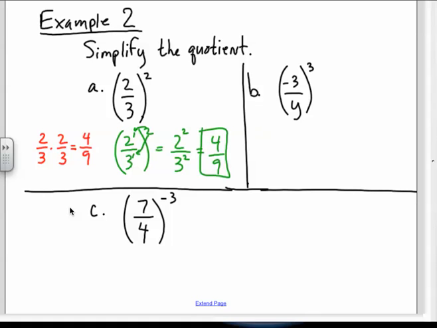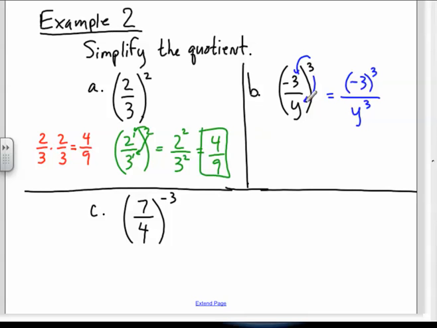Well, let's use the same idea. This one is going to be -3, but I'm going to put parentheses around it because the negative is inside. It's going to be included in the power of 3. All right, over y cubed. I just distributed the exponent, right?